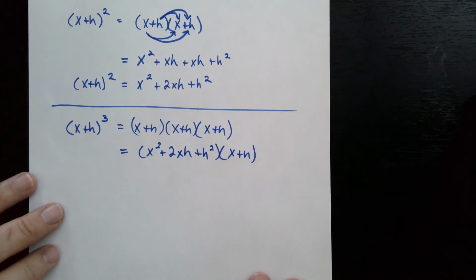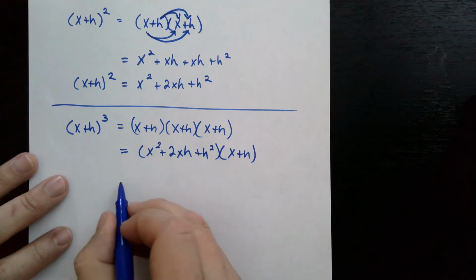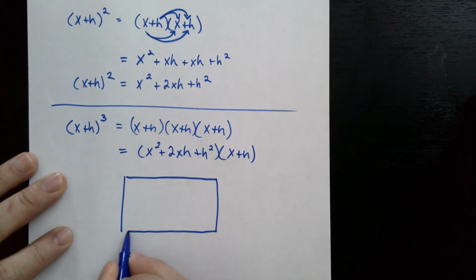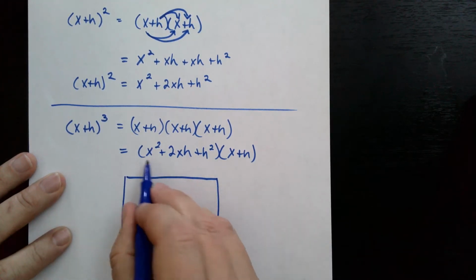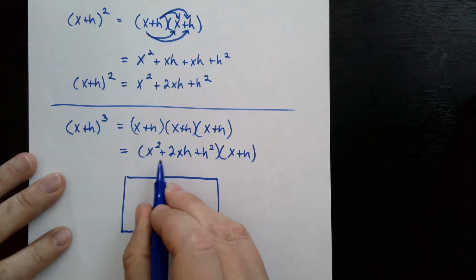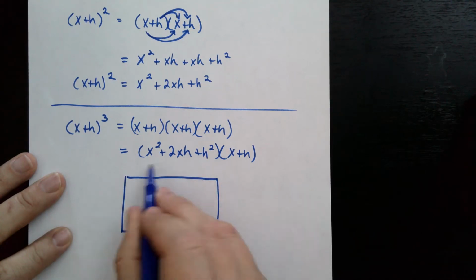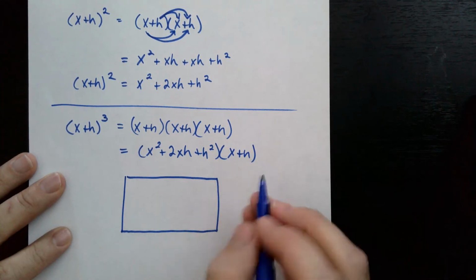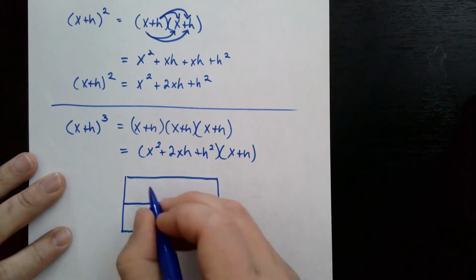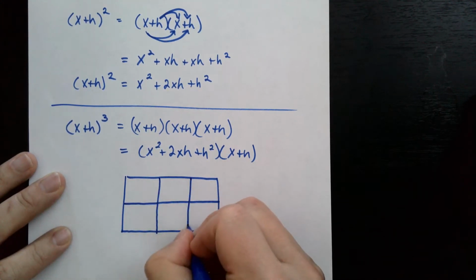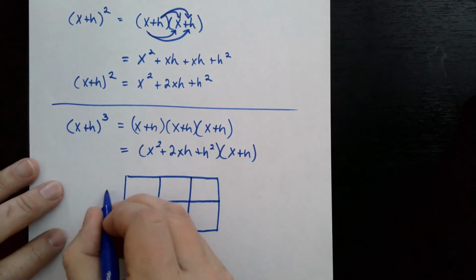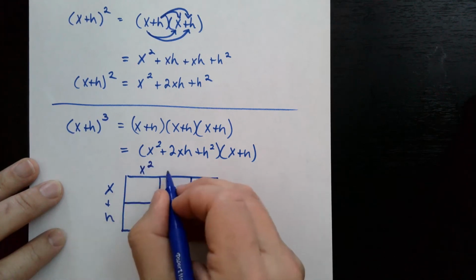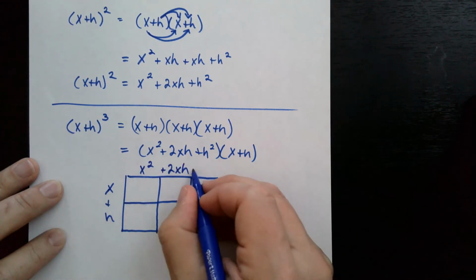Okay, and now to distribute this, I like to use the box method to keep things organized. The box method, you draw a box that is, in this case, 3 units long, because there are three things in this parentheses, and then 2 units deep, because there are 2 things in this parentheses. So 2 down and then 3 across. So on the side I'm going to put x plus h, and on the top I'm going to put x squared plus 2xh plus h squared.